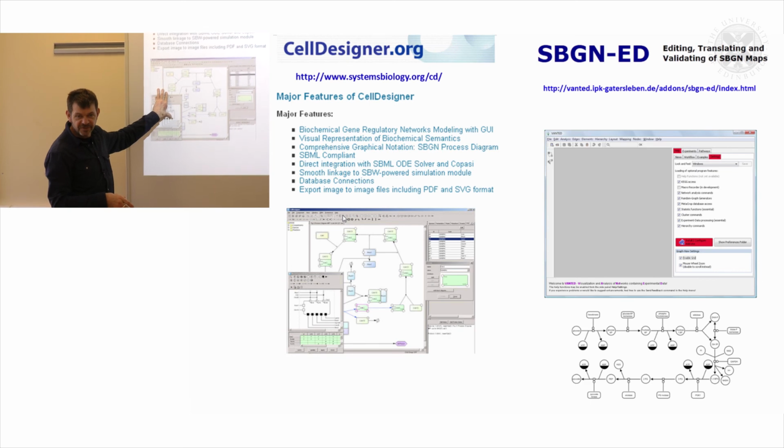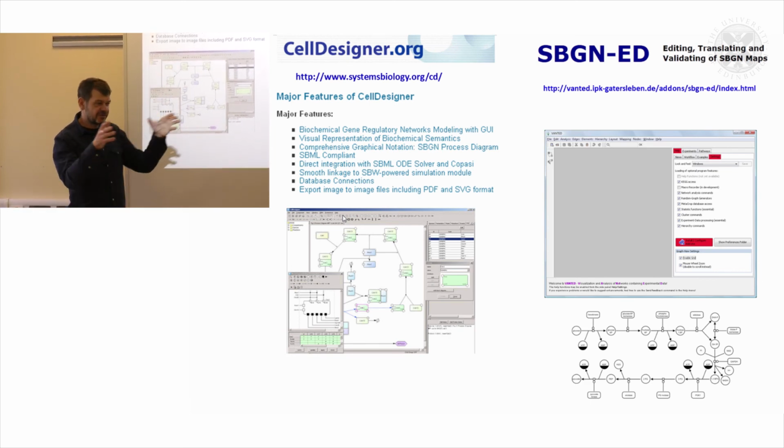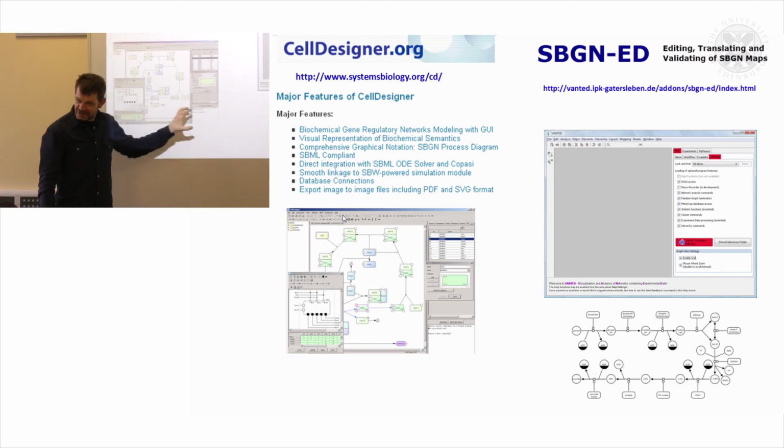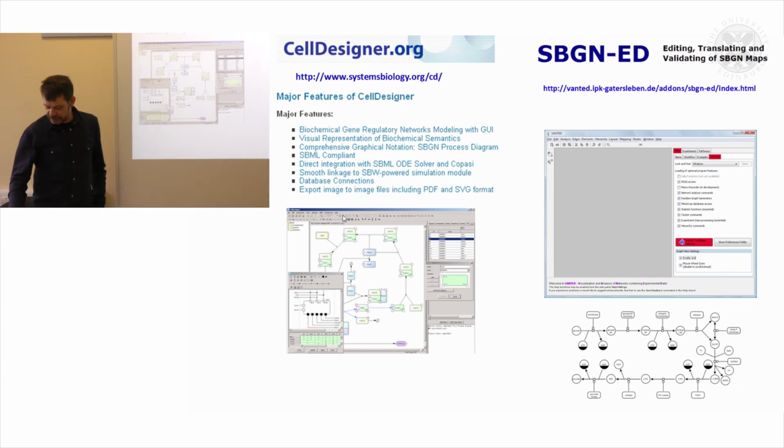So this was from the lab of Kitano, who actually generated those first diagrams that I showed on the first slide. Again, in terms of this standard notation, I'm just saying that there are tools available and you can have a look at them, but we're not going to use those today.